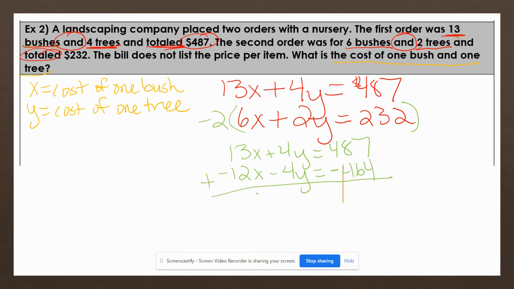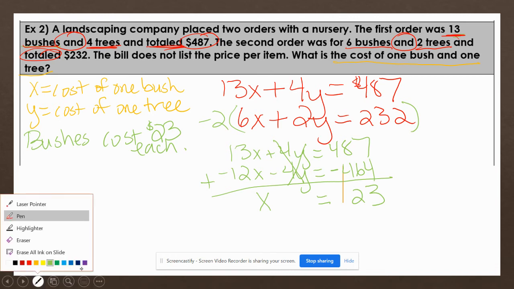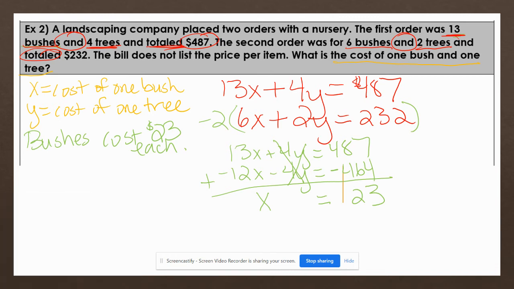13 plus negative 12 is 1x. 4 minus 4 is 0. 487 minus 464 is 23. Wow, that was pretty easy. So we found out that bushes cost $23 each. Now we can use that to find the cost of the tree, or the cost of y.